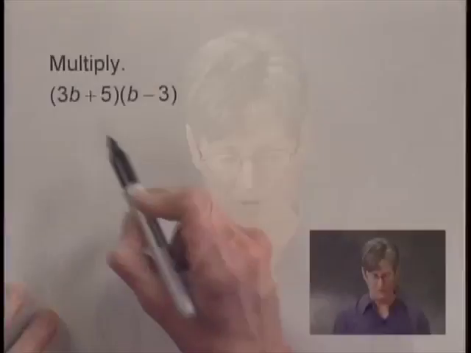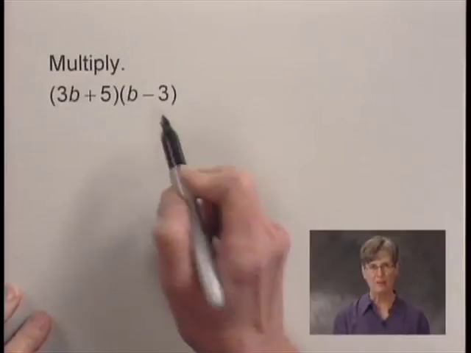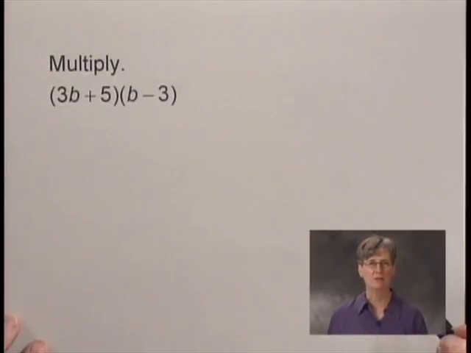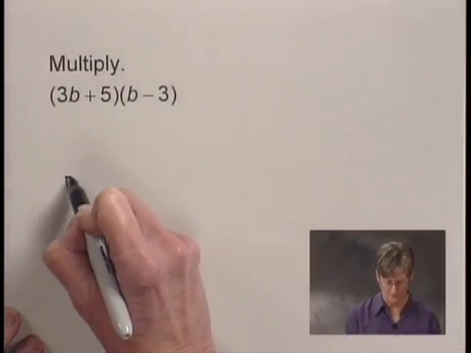We're going to multiply binomials in this exercise. We have 3b plus 5 times b minus 3. And to do this multiplication, we're going to use the method that we call FOIL.